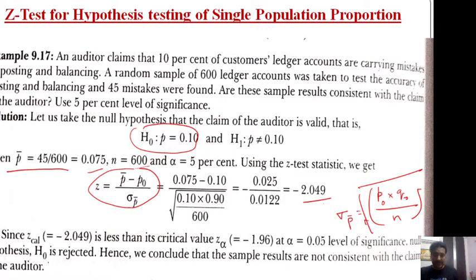So again here also we are rejecting our H naught, because this calculated Z value is occurring beyond our Z alpha value, that is minus 1.96. So it is occurring in the critical region. So we would reject the claim by the auditor. In this way, please be clear here.